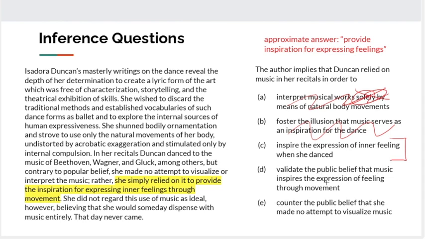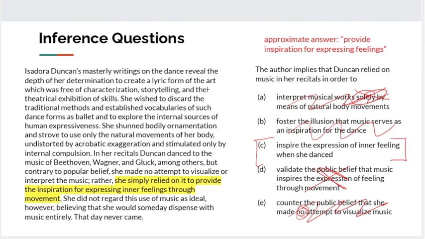Validate the public belief that music inspires, so she's not worried about validating a public belief. And then counter the public belief that she made no attempt to visualize music. So again, there's another one of those extreme words. So a little bit of an odd case of an inference question that turns out to be a really close paraphrase of something in the passage. But better to have a close match than to have an answer choice that's based on some assumption that's not in the passage at all.